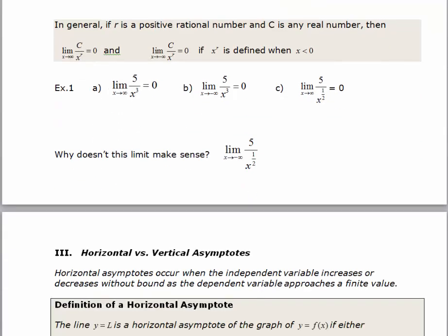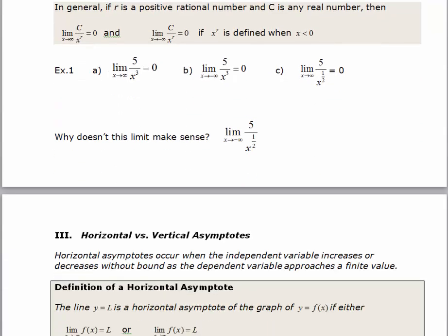In general, the last one we had was 1 over x, but if you have some constant over x to the r, then the value of the limit as x goes to infinity or negative infinity is going to be 0. As x approaches negative infinity, you do need to be careful that your x to the r is defined, and we'll look at a scenario where that isn't in a minute. So the first one, example 1: the limit as x approaches infinity of 5 over x cubed is equal to 0.